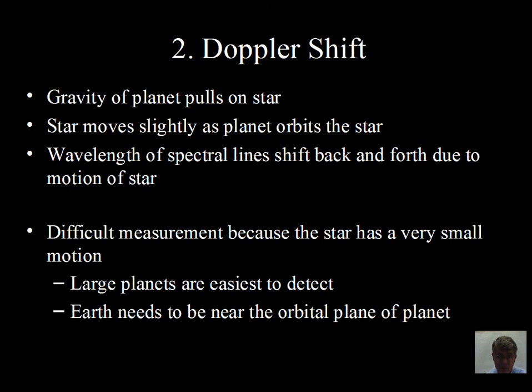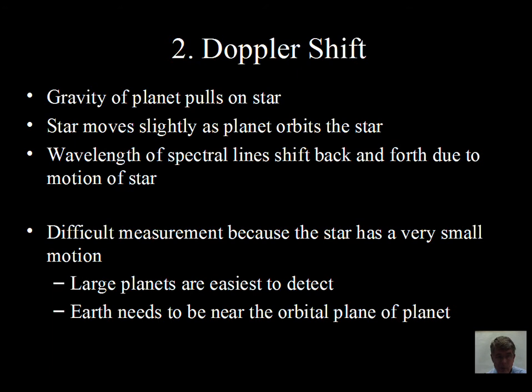Second method, the Doppler shift. As planets move around a star, the planet's gravity does pull on the star. The star is extremely massive compared to the planet, so the star does not move much. The planet is doing most of the motion in its orbit, but the star does move slightly, and it moves enough that astronomers can detect the speed changing of the star away from us and towards us. A very small shift, but the wavelength undergoes a Doppler shift. If the object is moving towards us, we get a blue shift, or moving away, a red shift.